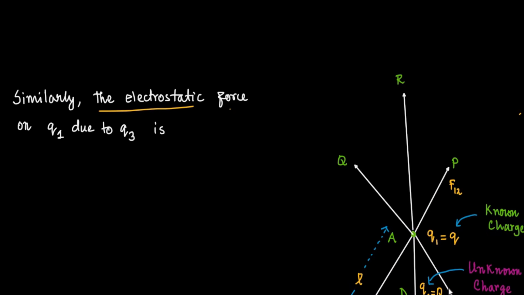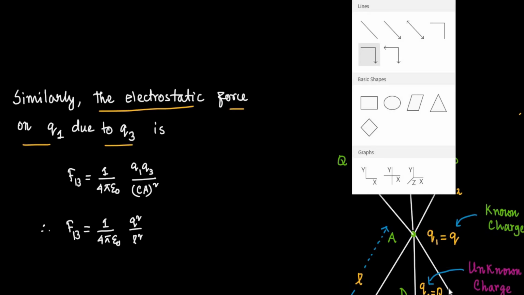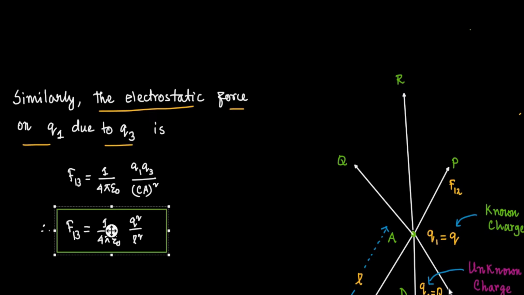Similarly, the electrostatic force on Q1 due to Q3 is F13 equal 1 by 4 pi epsilon 0 Q1 Q3 divided by CA whole square. Therefore, F13 equal 1 by 4 pi epsilon 0 Q square by L square.